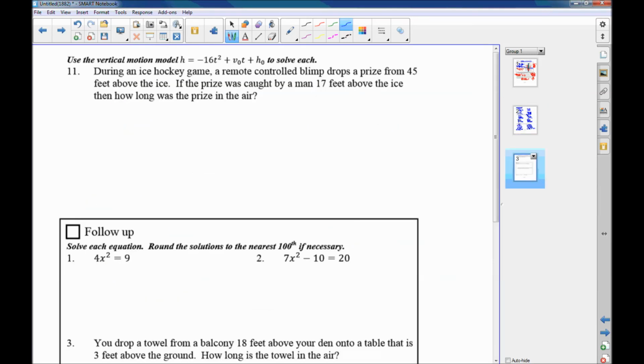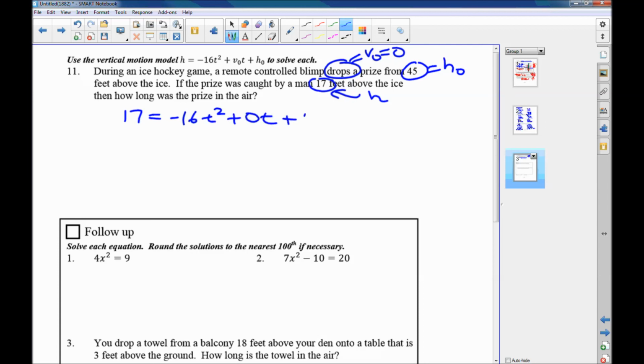All right, on the back, use the vertical motion model, h equals negative 16t squared plus v sub 0 t plus h of 0, to solve this. So during an ice hockey game, a remote-controlled blimp drops a prize from 45 feet above the ice. So this is our h of 0. And because it drops it, our v of 0 is equal to 0. It's caught by a man 17 feet above the ice, so this is h. So 17 goes in for h. We have negative 16t squared plus 0t plus 45.